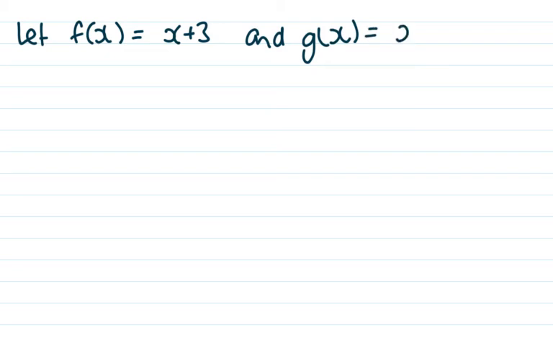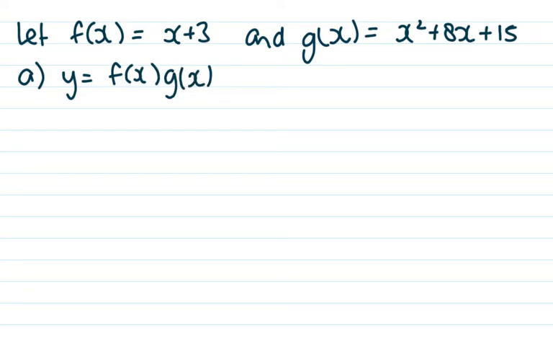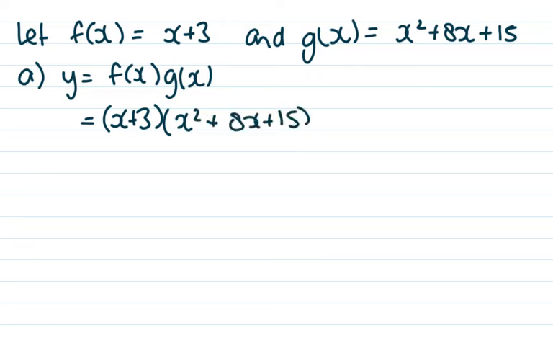Alright, so we're going to let f of x equal x plus 3 and g of x equal x squared plus 8x plus 15. So first, letter A, we're going to find an equation when y equals f of x times g of x. So we need to find a combined equation. So we're going to insert f of x, that's x plus 3, times g of x, which is x squared plus 8x plus 15.